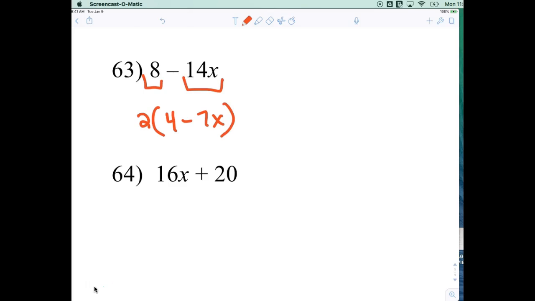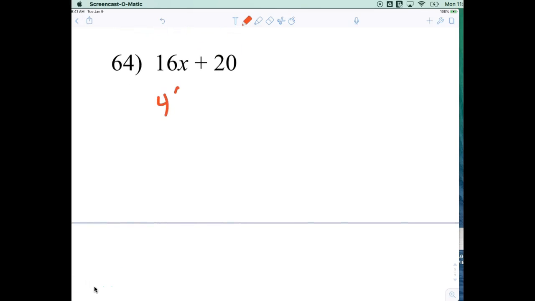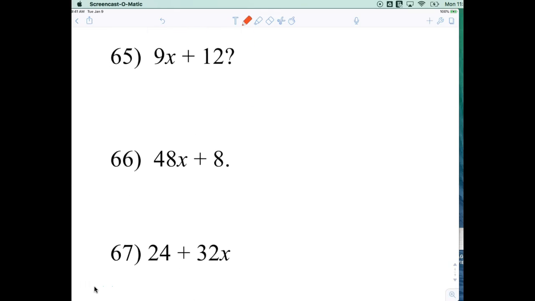All right. Now for 64, what's common? 4. What's left in each bucket? 4x plus 5. Beautiful. Joseph, are you okay with that? Yeah. Girls, anybody have any trouble? Boys, up here, everybody good? All right, let's check out 65. What's common? 3. What's left behind? 3x plus 4. Very good job, guys.